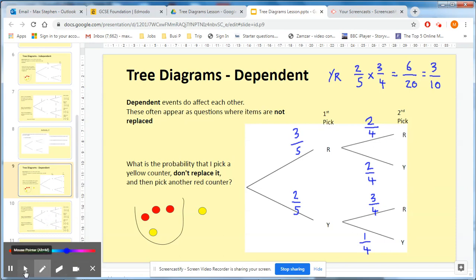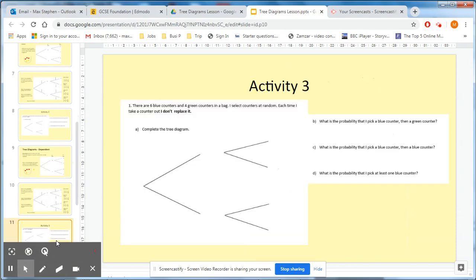So what I'd like you to have a go at is activity 3. So I'd like you to pause now and have a look at task 3. So it's a similar question where you do not replace.